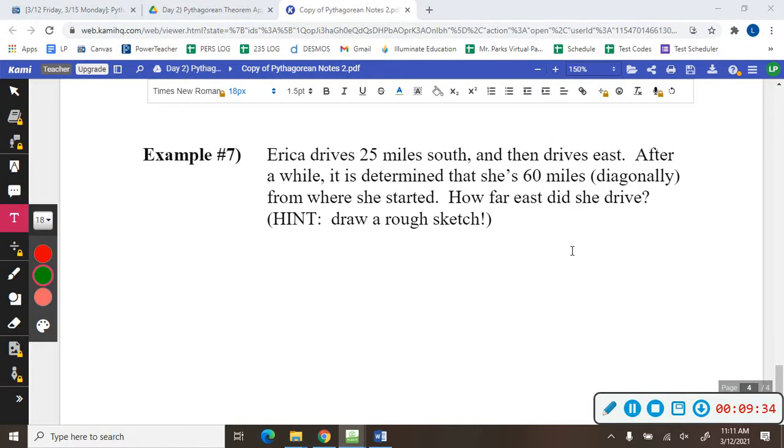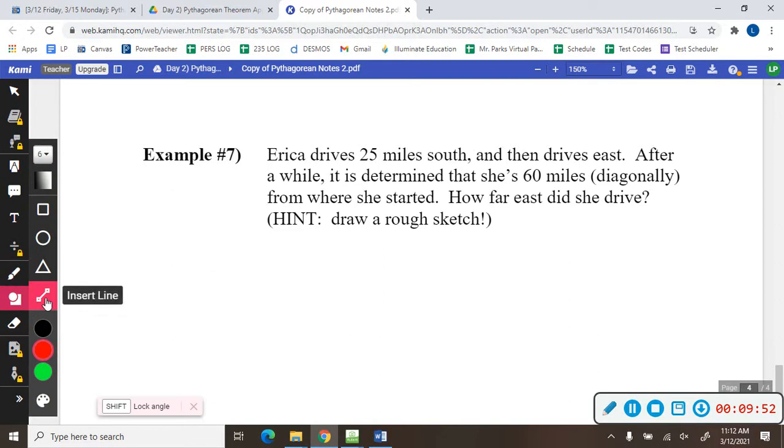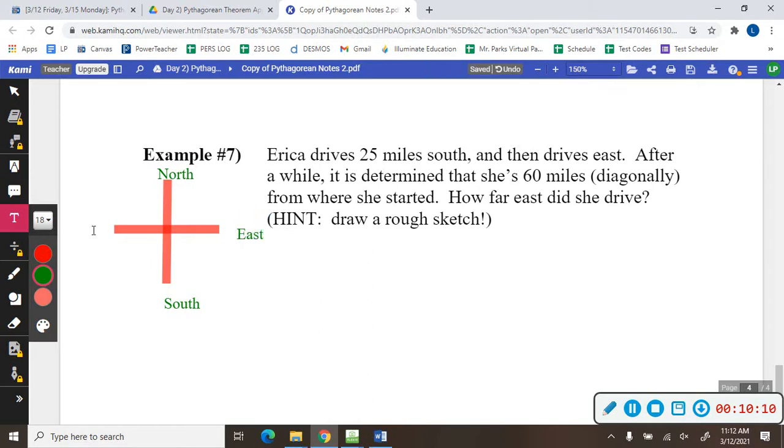Erica drives 25 miles south and then drives east. After a while, it is determined that she's 60 miles diagonally from where she started. How far east did she drive? One thing that might help, in case you forgot, is that your directions, at least on a piece of paper, we call this north, south, east, and west.